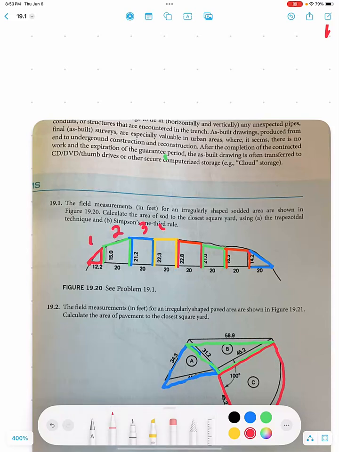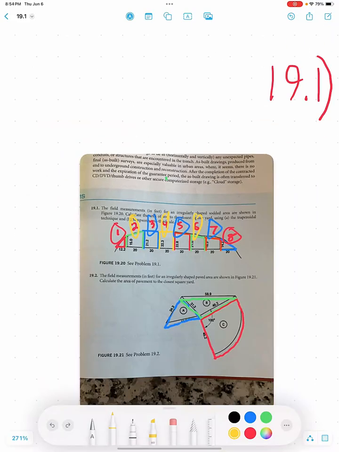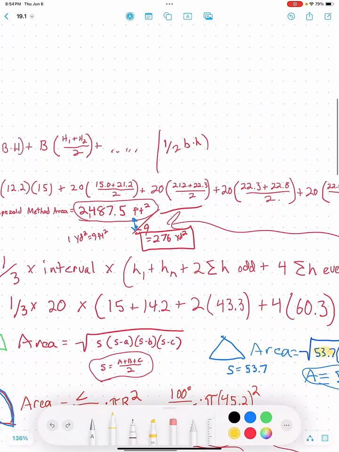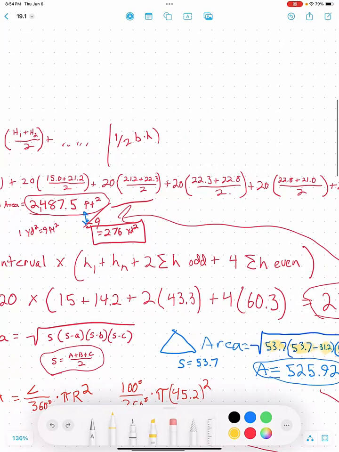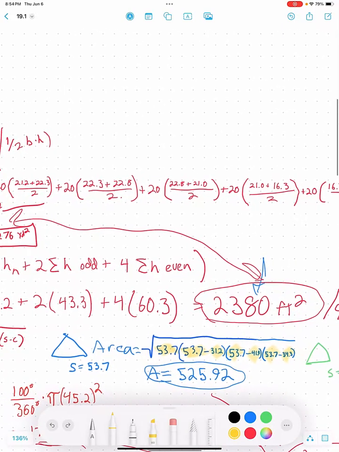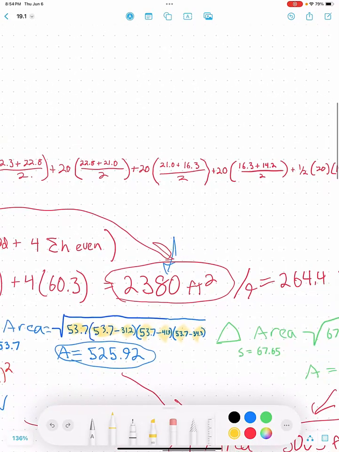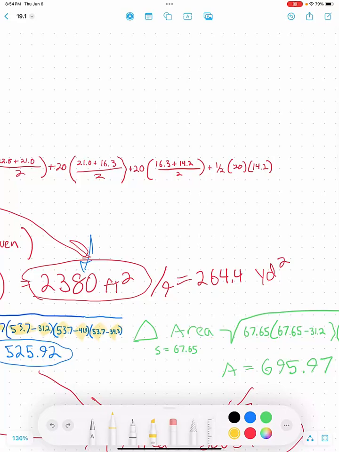1, 2, 3, 4, 5, 6, 7, 8. So that's your first, that's your last. Odd, odd, odd. Even, even, even. So all we're doing is adding those numbers in that column for this method. That's how that shows at the bottom: 1/3 times 20 times (15 plus 14.2 plus 2 times 43.3 plus 4 times 60.3). That gives us 2380 square feet. Divide that by 9. Got somewhere in the ballpark of 264 yards.